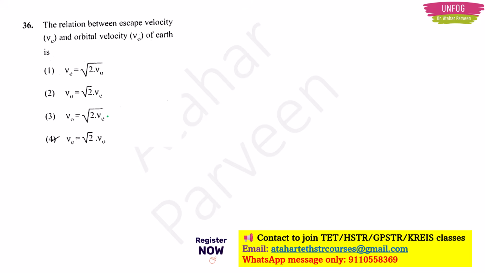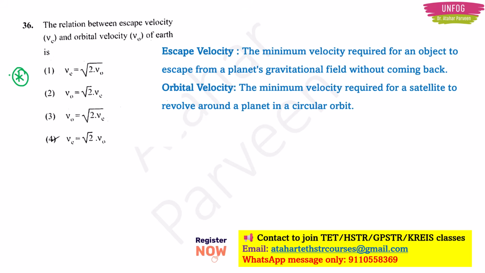The relation between escape velocity and orbital velocity of the Earth is. So this is a very important question. We have seen this question in GPSTR also. You can expect it in HSTR this time and KREIS also. Of course, you can expect it in TET also, Karnataka TET. Okay. There are two concepts when we talk about satellites: escape velocity and orbital velocity.